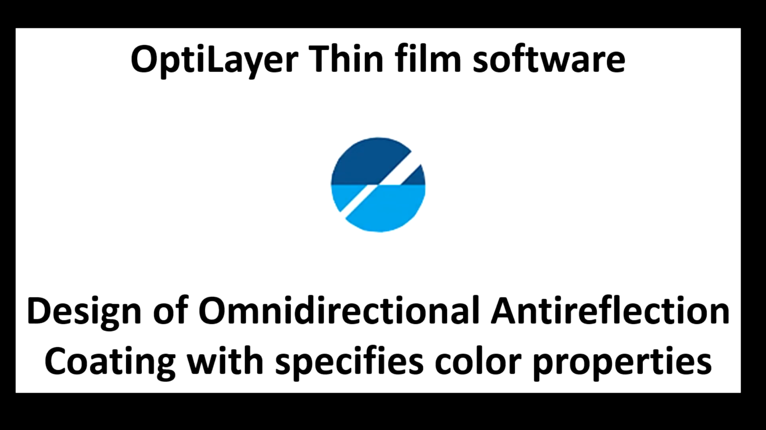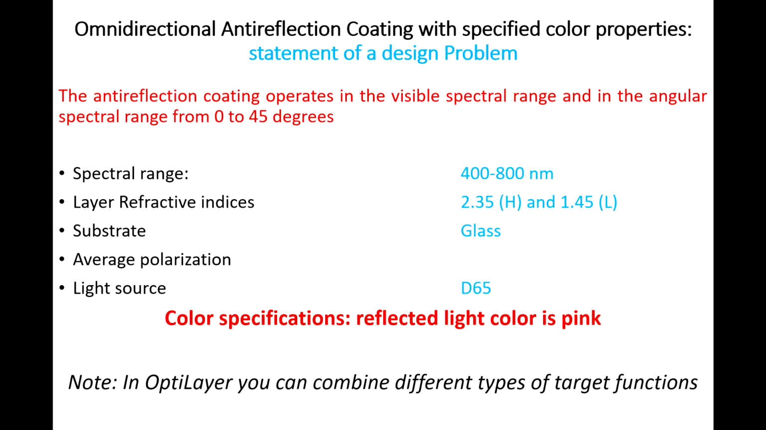In this video example, we would like to demonstrate how to design an omnidirectional antireflection coating with specified color properties. This antireflection coating operates in the visible range and in the wide angular range from 0 to 45 degrees, as in the previous example with omnidirectional antireflection coatings.